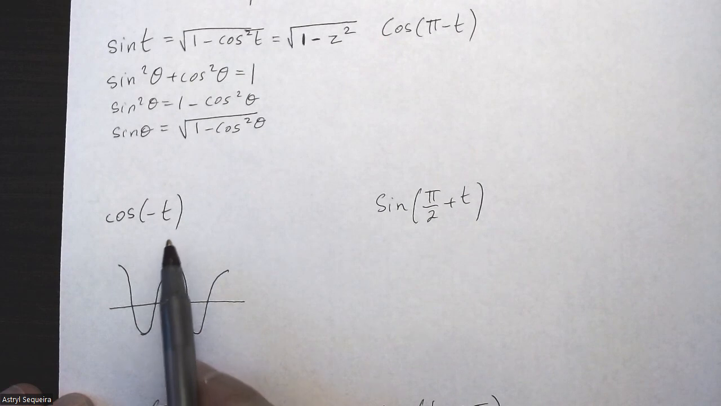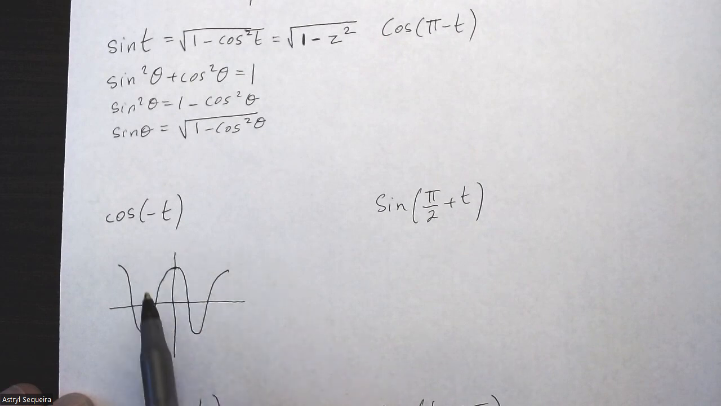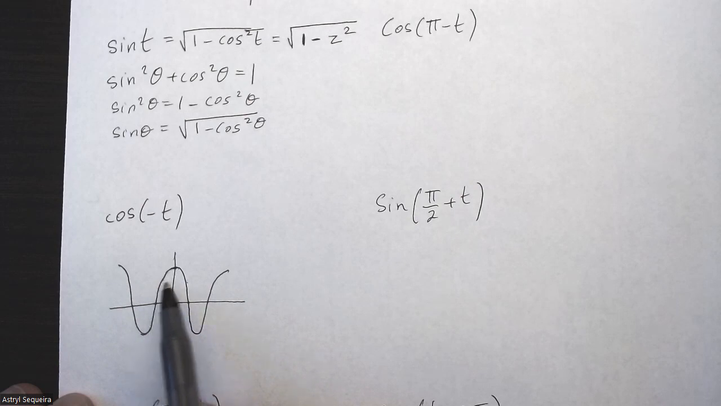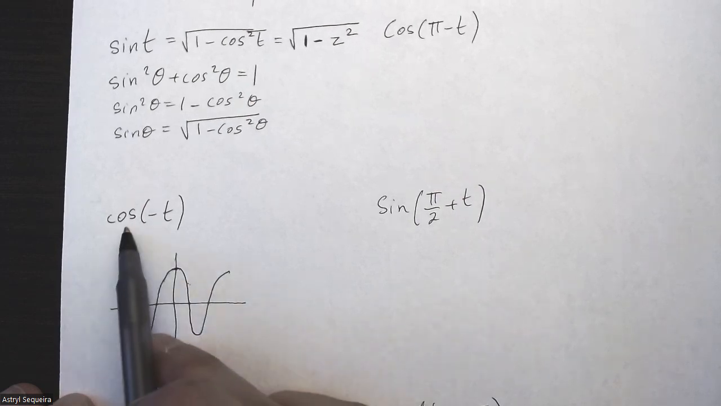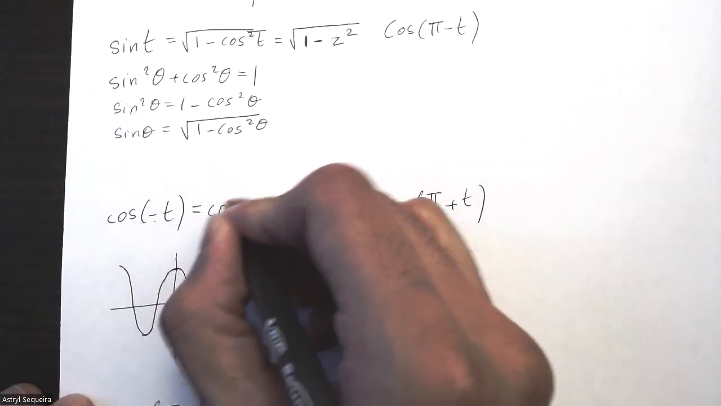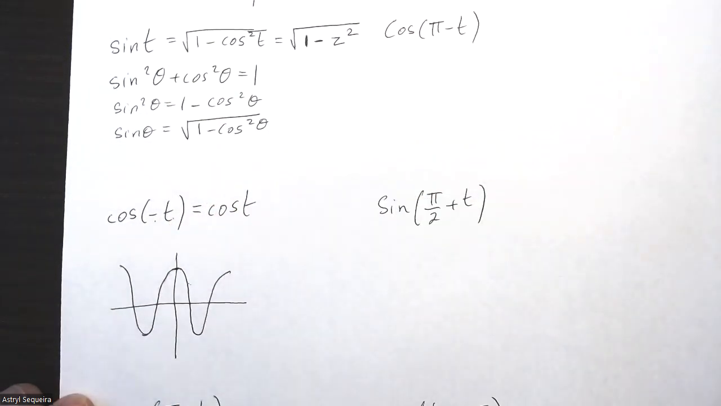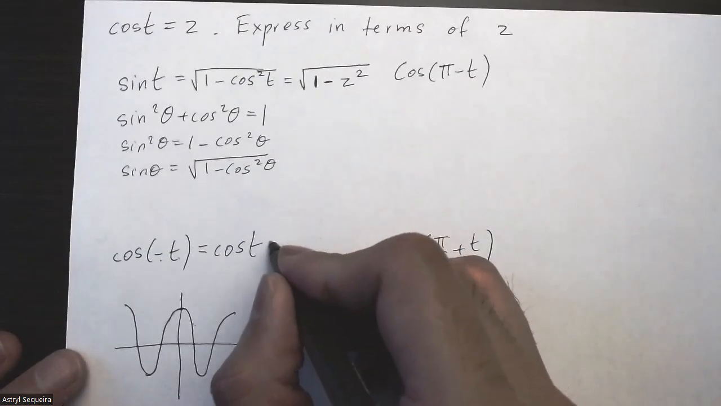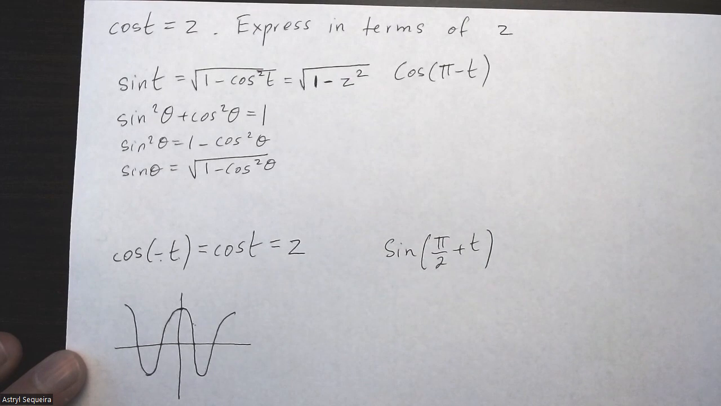If I reflect this in the y-axis, it's going to be identical because this side is going to be on top of this side. So cos of negative t is basically the exact same as cos of positive t. And we know from the question that cos of t is just z.